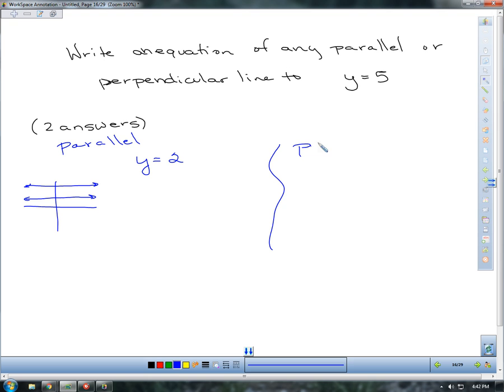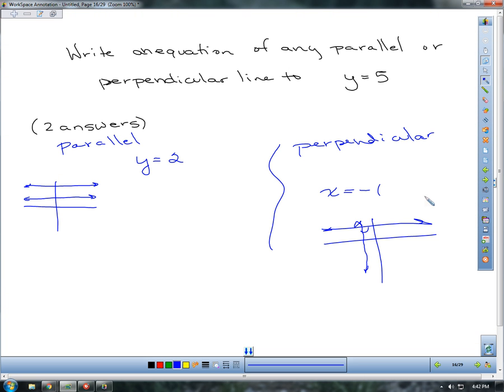If I want it to be perpendicular, then I would choose x equals any number. So that's like this vertical line and this horizontal line, those will be perpendicular. And that is the end of video 4.7.